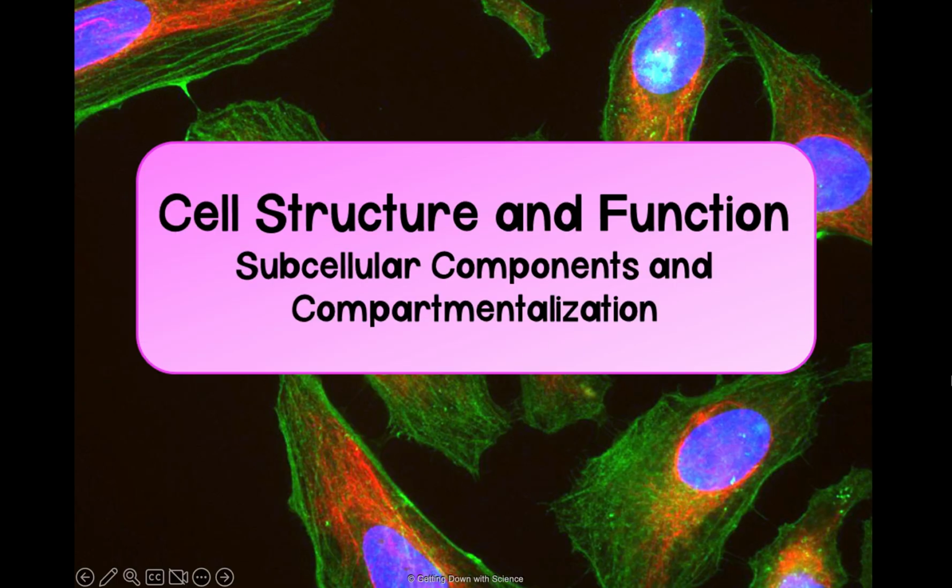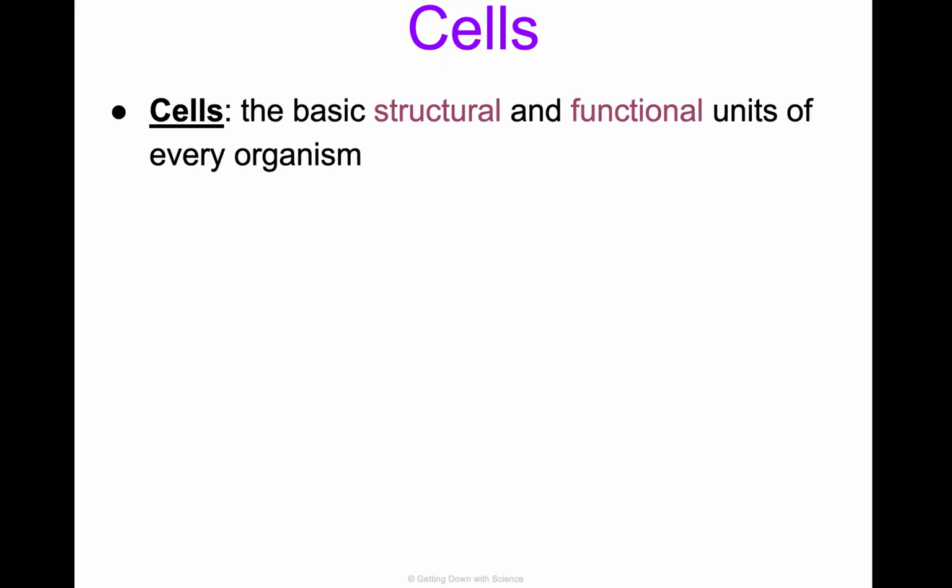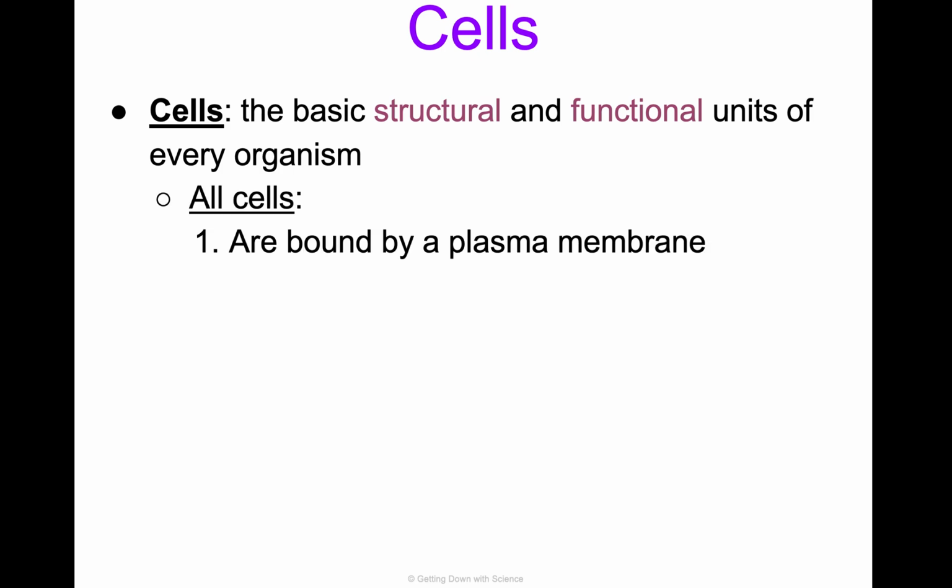So this unit, cell structure and function, we're going to talk about subcellular. Okay, so there's cells and then sub on the inside of cells. So these are the components inside of cells and how they sort of compartmentalize. So cells, as we should know, are the basic structural and functional units of every organism. There are some key features that they have.